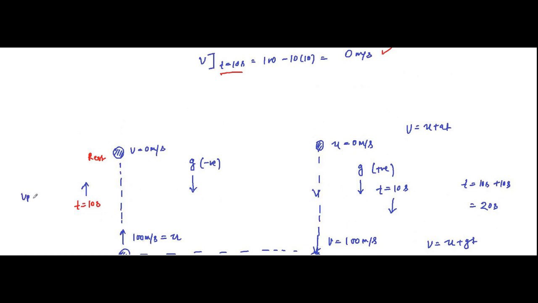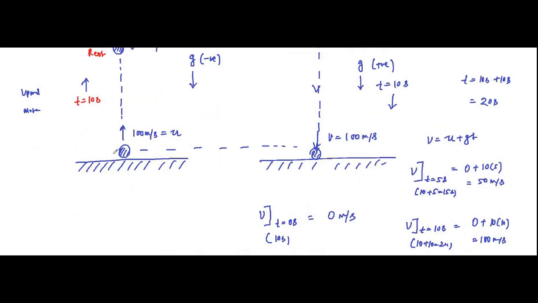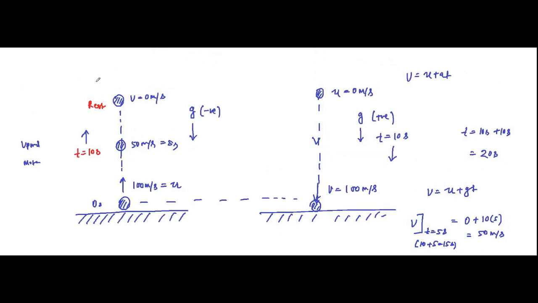This is the upward motion from 0 to 10 seconds. Here it is 0 seconds, here 50 meters per second, somewhere halfway around at 5 seconds, and this at 10 seconds. Here during the downward motion, it is at 0 seconds, which is basically at 10 seconds.